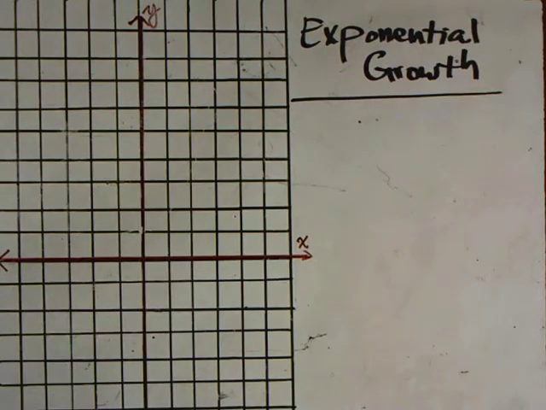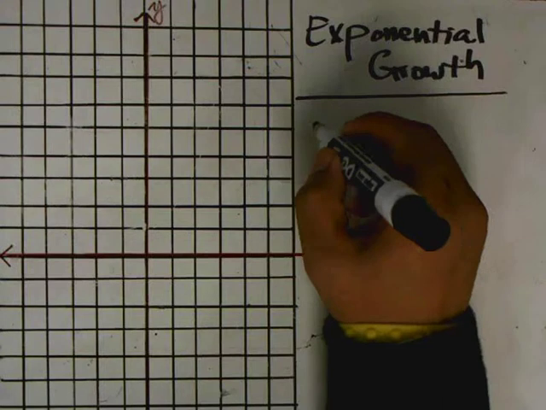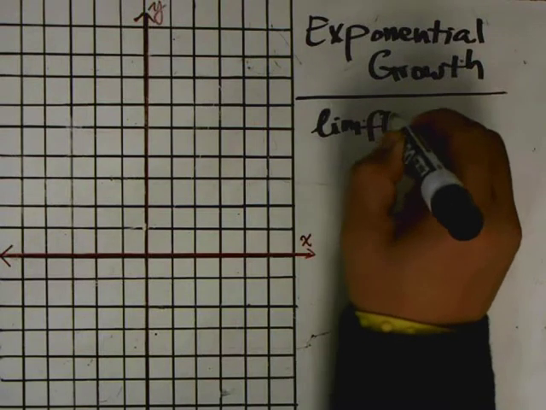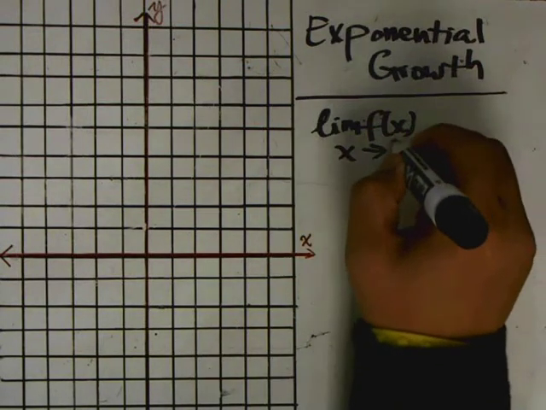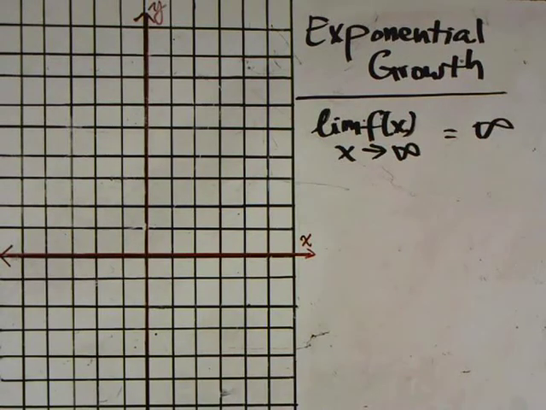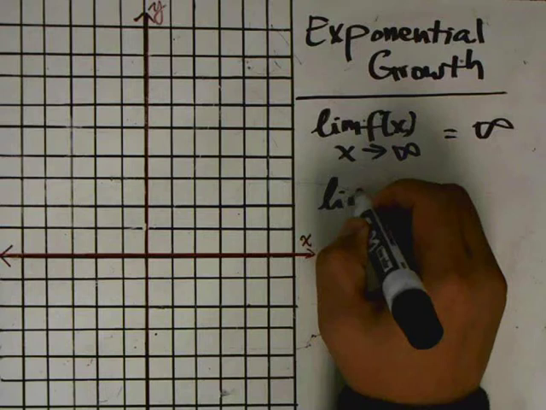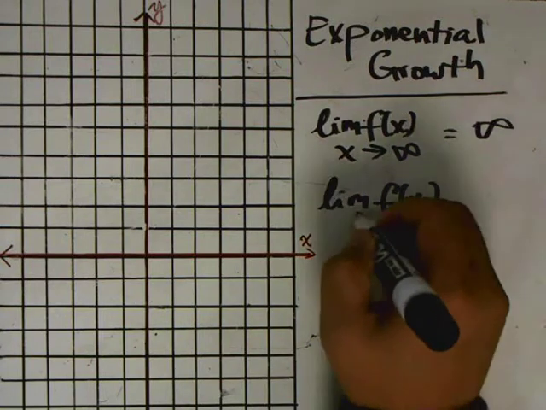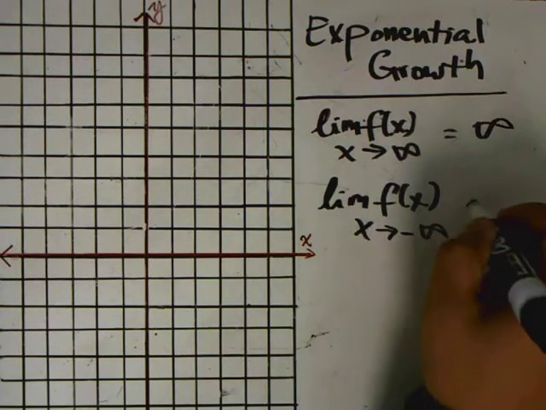Hello pre-calculus students. In this video we will discuss exponential growth, which is a special case of exponential functions. Exponential growth is defined in terms of the end behavior: the limit of f of x as x approaches infinity is infinity. In other words, as x gets bigger and bigger, f of x keeps getting bigger and bigger, and it grows forever without bound. And the limit of f of x as x approaches negative infinity is 0.